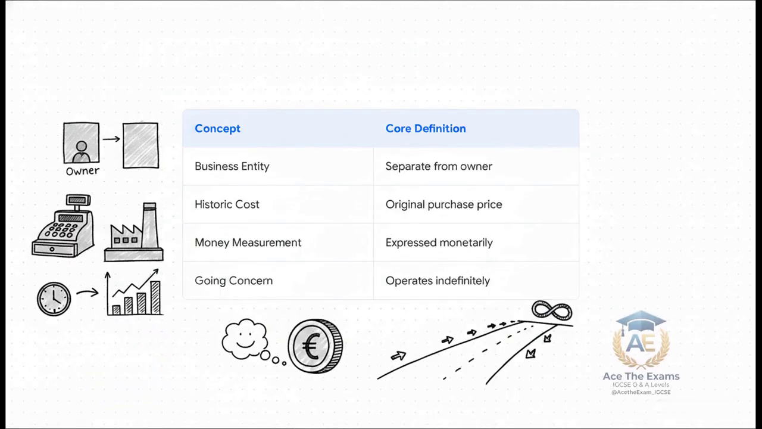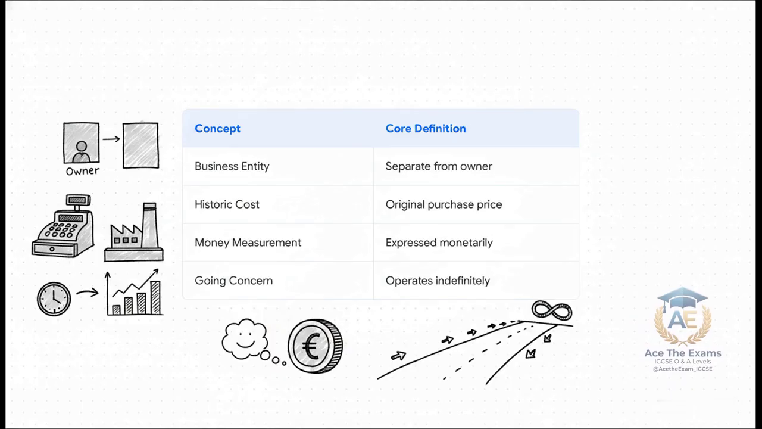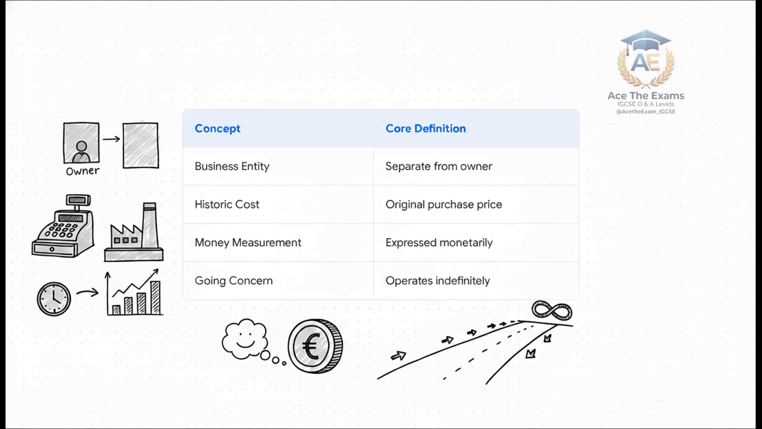As you can see mapped out on this table, mastering these 4 pillars requires logical, structured reasoning. It's about understanding their causal relationships, not just memorizing flashcards. Let's really break them down. First up, the business entity concept. Imagine an invisible, impenetrable wall between the business and its owner. For accounting purposes, they are entirely separate. If the owner buys a personal sports car, it does not go on the company's balance sheet, period.